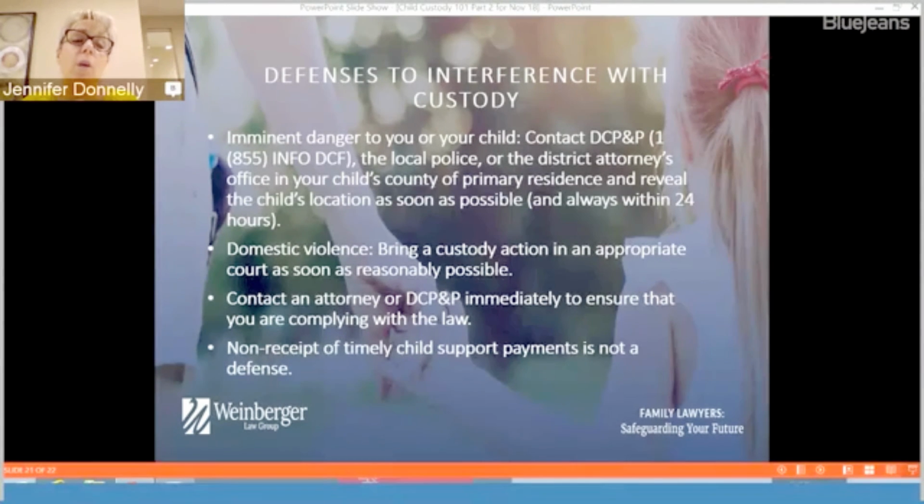A good point to make is one that you see here. Non-receipt of timely child support payments is not a defense. That is absolutely 100% true. We see this a lot. We have custodial parents saying, I haven't gotten child support in 2 years. Why should there be parenting time? The law sees parenting time and custody as completely separate from support. So you can't withhold custody, you can't withhold parenting time because you haven't received child support.